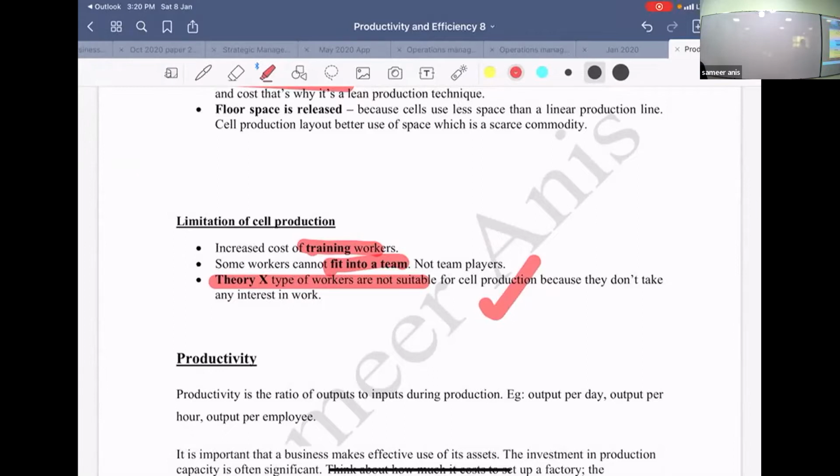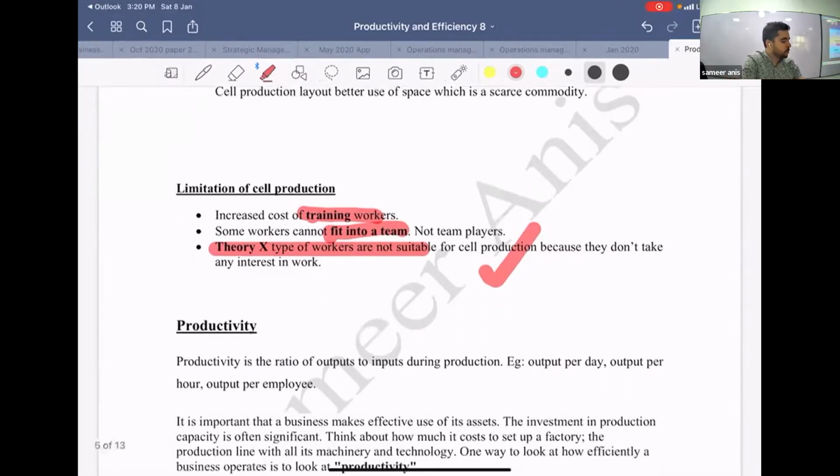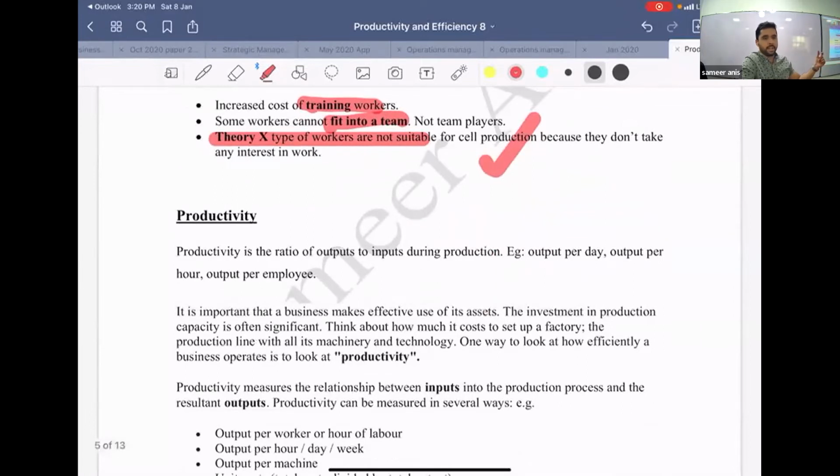But if you want to know the difference, productivity is to do with the speed, the ratio of output for a given ratio of input. Whereas efficiency refers to how you can produce it at the lowest possible unit cost. Trying to produce at the lowest cost possible is known as efficiency. So a business needs to be both productive, where they can produce very fast, and efficient as well, where they can produce it at the lowest cost.